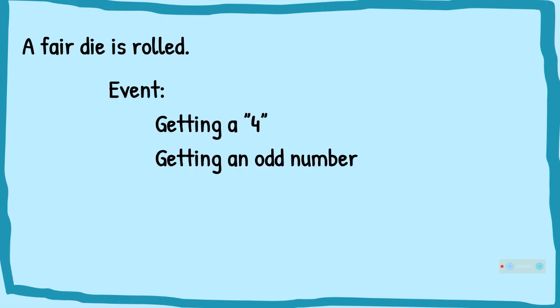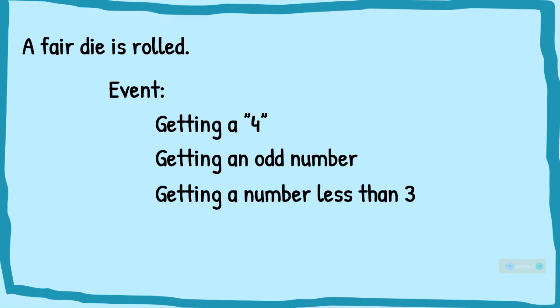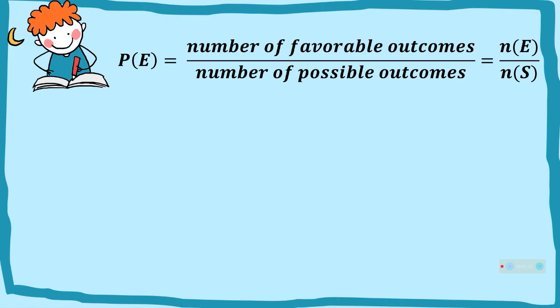So we have the experiment, a fair die is rolled. The event can be the following. Getting a 4, getting an odd number, getting a number less than 3. Okay? So how are we going to solve for the probability? We are going to use the formula: probability of an event, or P of E, is equal to the number of favorable outcomes over the number of possible outcomes. So we have N of E divided by N of S.